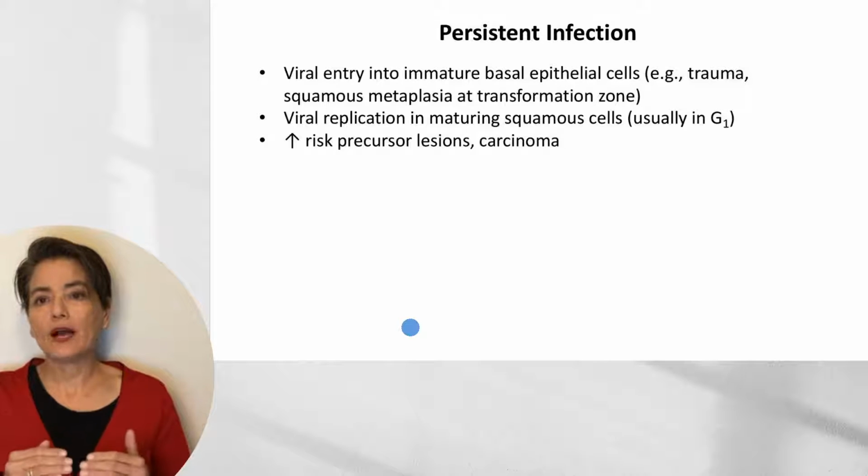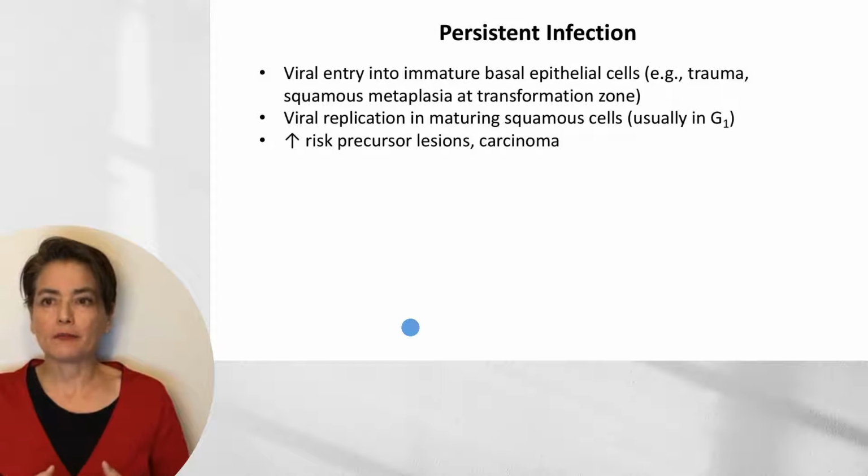But even though the virus will enter immature basal epithelial cells, it can't replicate there. It needs to be in a maturing squamous cell. Now, our maturing squamous cells are usually in G1 phase, so the virus has to hijack the machinery of the squamous cell to put it into the ideal conditions for it to replicate. We see persistent infection increases risk of precursor lesions and carcinoma.